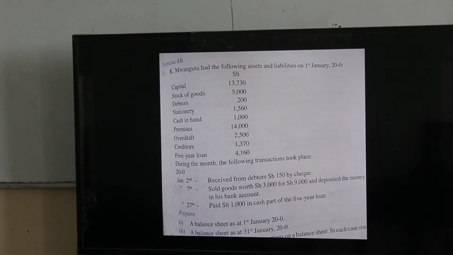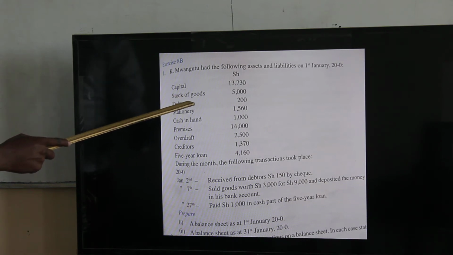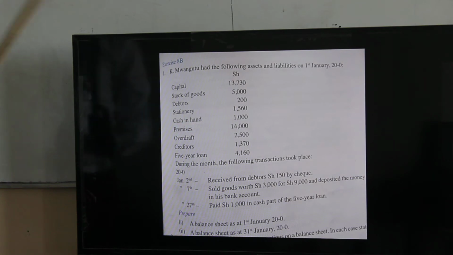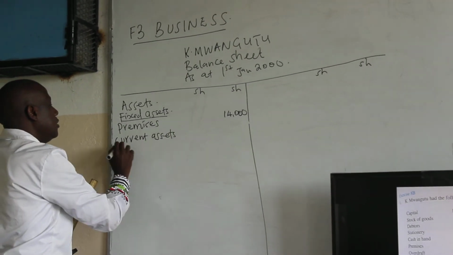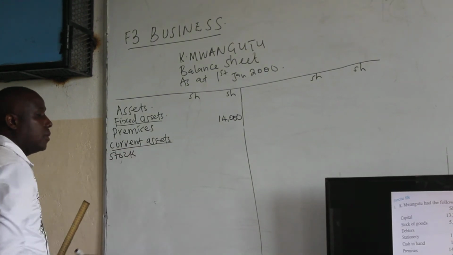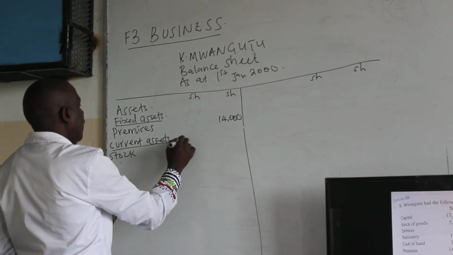Here we have assets. We prepare a balance sheet according to the order of permanency, so we start with the most permanent asset. Stock is not a fixed asset, debtors is not, stationery is not, cash in hand is not. Premises is our fixed asset, at 14,000 shillings. Premises refers to buildings. We don't have any other fixed asset. Next we go to current assets. We have stock. This is the amount of goods we buy and sell, and this is 5,000 shillings.